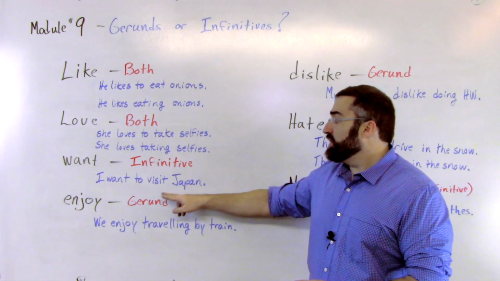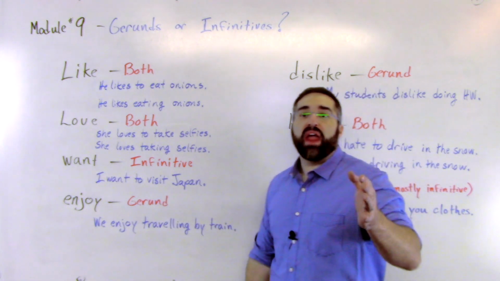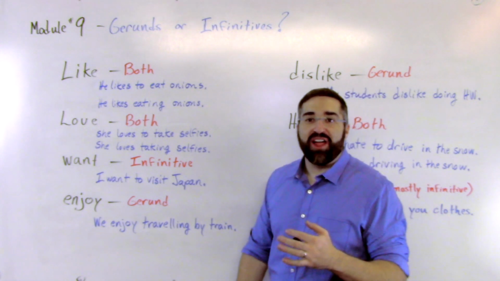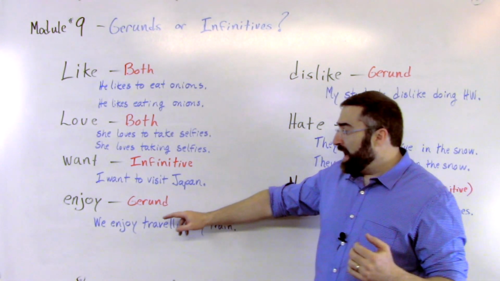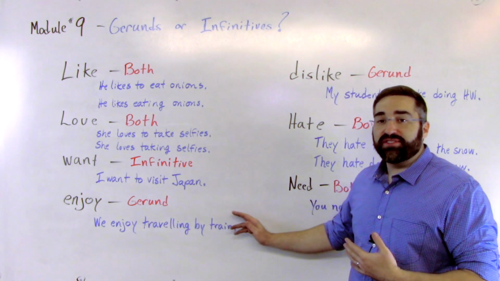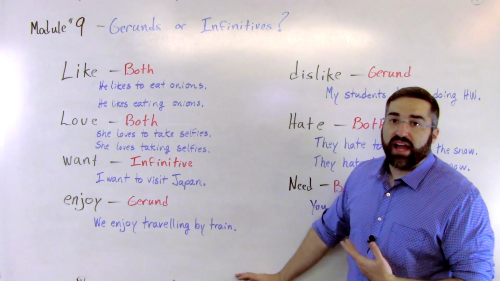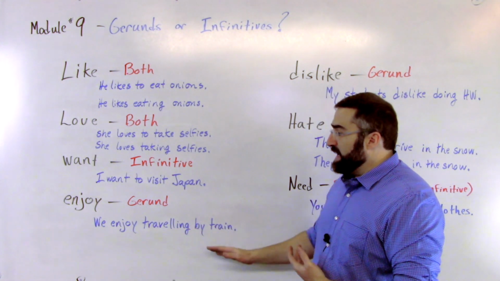This one here, want, we always use with the infinitive. I want to visit Japan. If you're from Japan and you're watching this, invite me over sometime, right? Maybe someday I'll afford a plane ticket. Enjoy. Enjoy we use with gerunds. So we enjoy traveling by train. We enjoy it, correct?